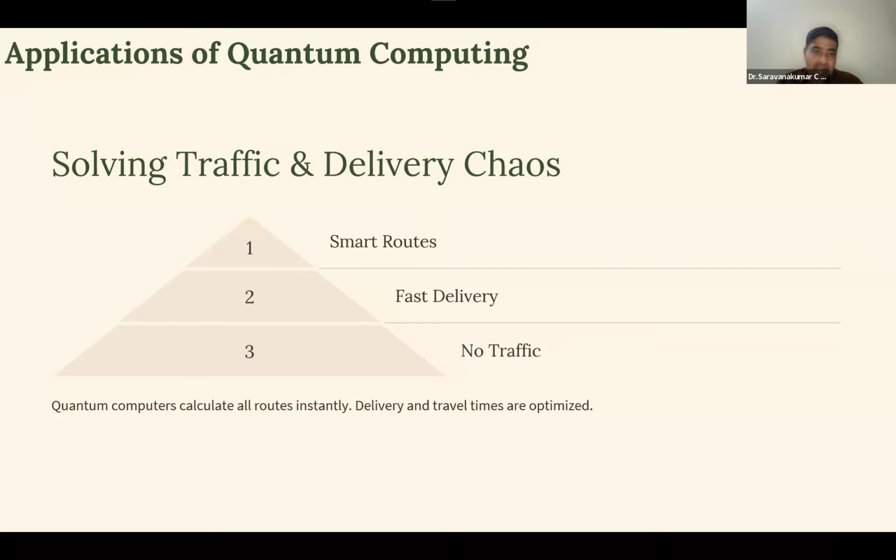Route optimizations. Yes, I have told, like, if an Amazon guy wants to deliver 100 products in a day, which product has to be delivered first, which product has to be delivered last? Faster delivery, traffic optimization, everything. In short, if you want to implement a smart city concept, the only solution you have is quantum.